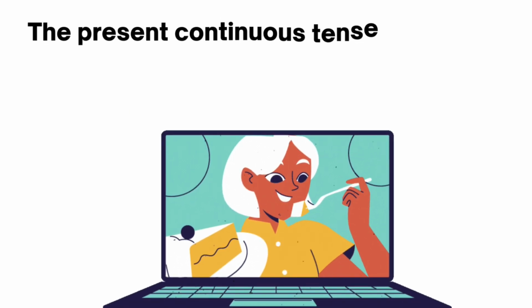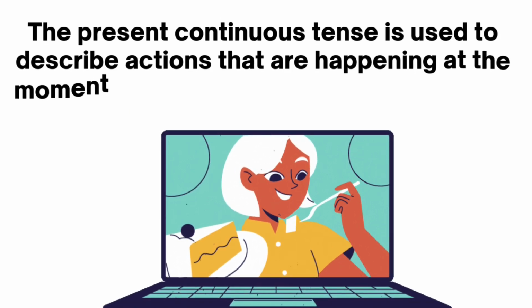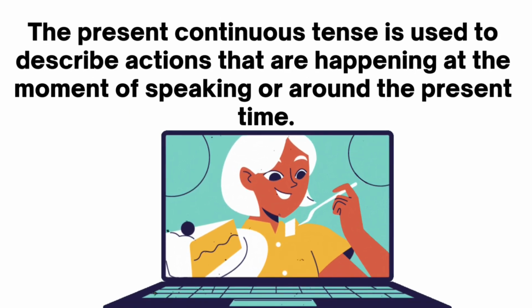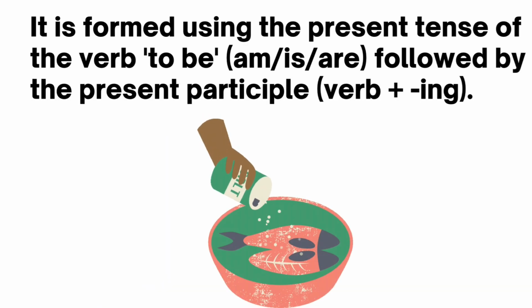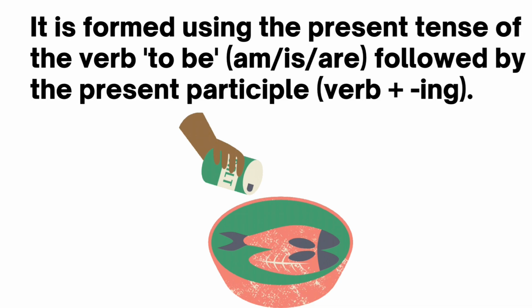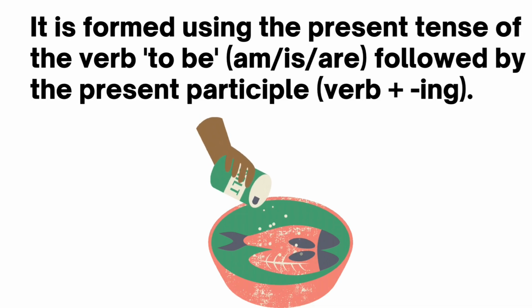Present continuous tense. The present continuous tense is used to describe actions that are happening at the moment of speaking or around the present time. It is formed using the present tense of the verb to be, followed by the present participle, verb plus ing.